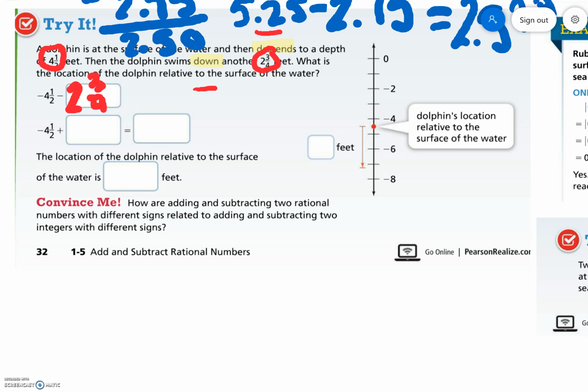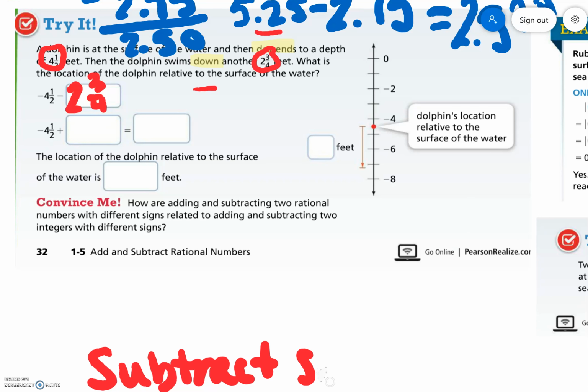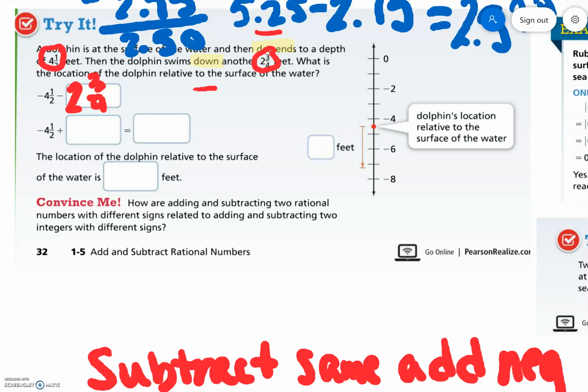If we are subtracting, it is the same as adding a negative, okay? So instead of subtracting here, we could rewrite it as adding negative 2 3/4. So going back 4 1/2 and back 2 3/4. Both times we're going back. So is our answer going to be positive or negative?